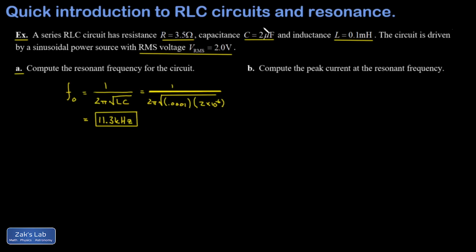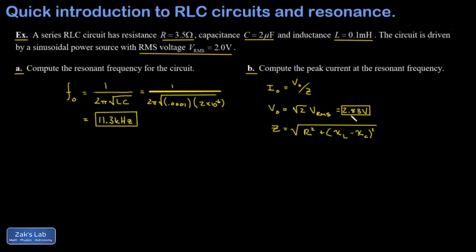In part B, I want to get the peak current corresponding to this resonant frequency. So the way we're going to do that, again, is by using Ohm's law, except using the impedance for the total effective resistance. And the peak current would be the peak voltage over my impedance, which again is a frequency-dependent quantity. So to begin with, I think I need to get the peak voltage. I was given the RMS value, and the peak value is just square root 2 times that. And this gives me 2.83 volts. Then I write down the formula for the total impedance.